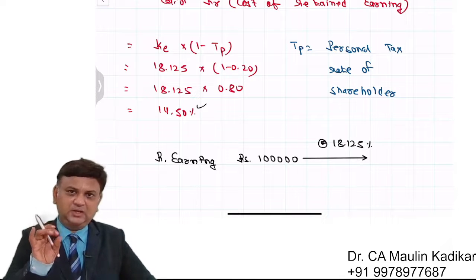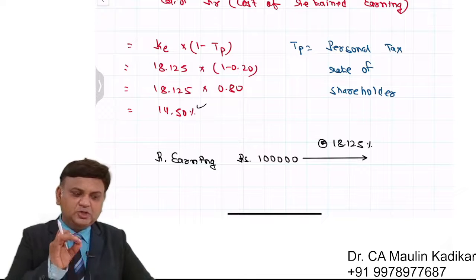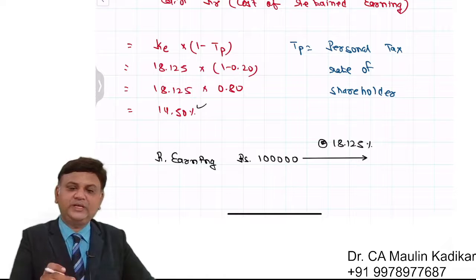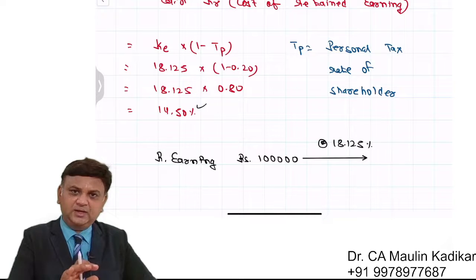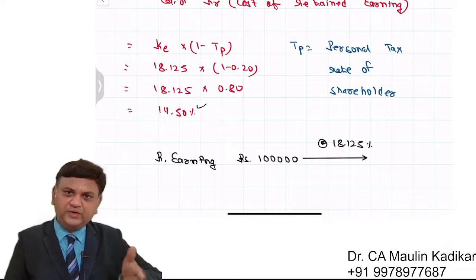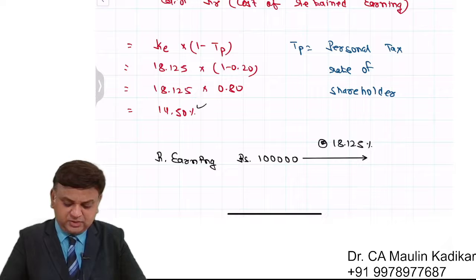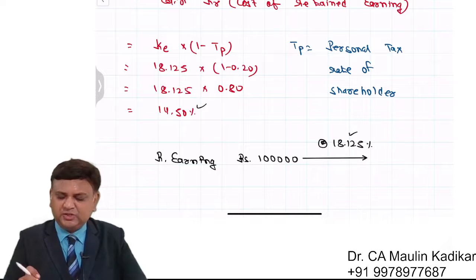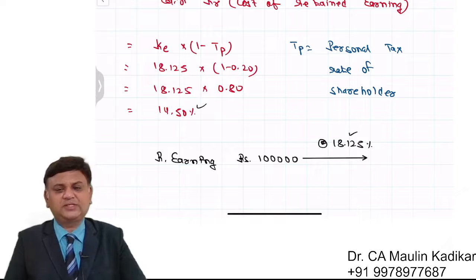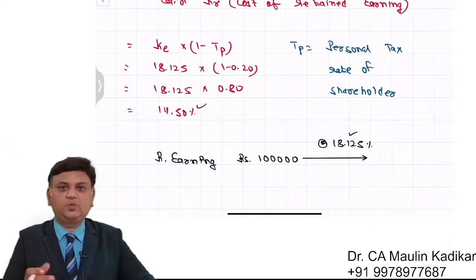So far in the working that we had done, cost of retained earning was considered to be the same as cost of equity, with the only change in the flotation cost. So far, whenever the personal tax rate of the shareholder is not given, the cost of the retained earning is still 18.125, that is cost of the existing shares, but not if the personal tax rate is given. Why?